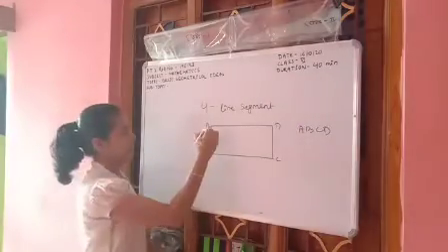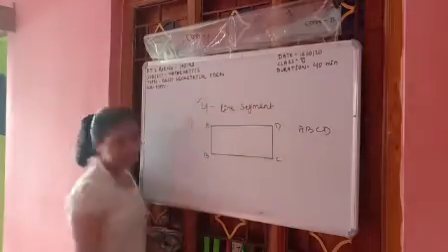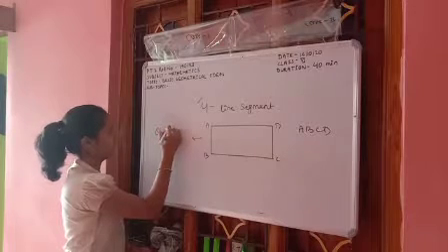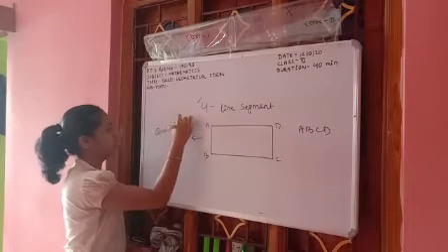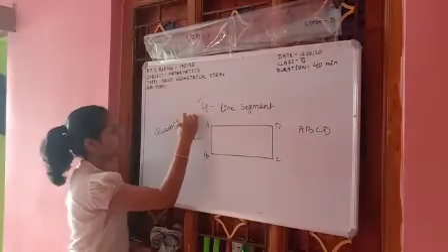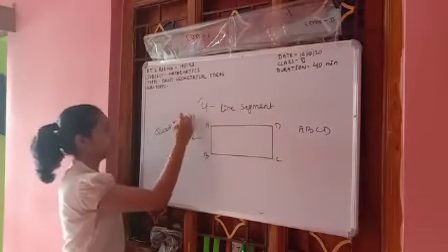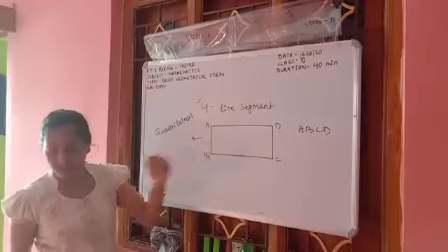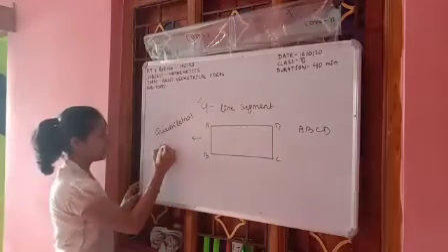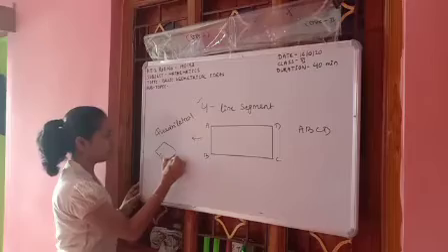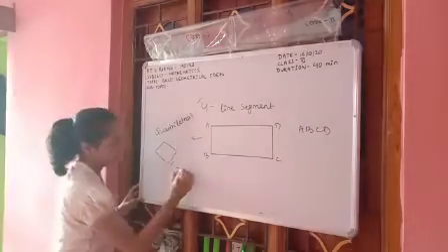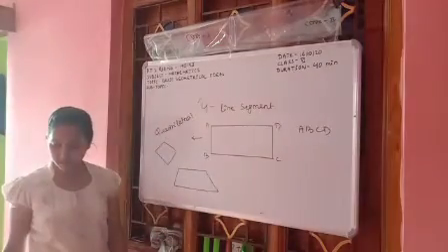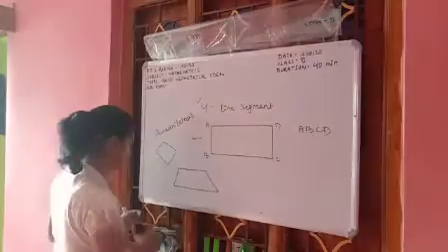Look at here. There are 4 line segments. So we call it a quadrilateral. Also, we can draw some different types of polygons by using 4 line segments. How? See. This is also a polygon by using 4 line segments.